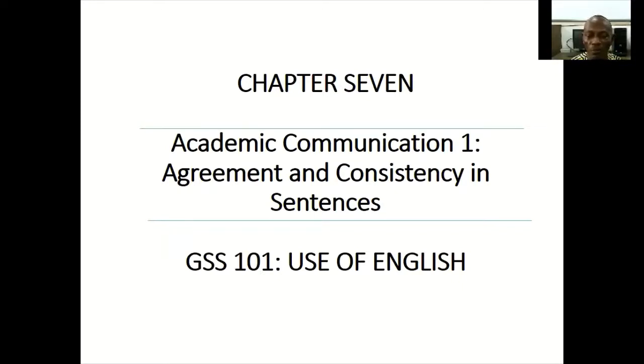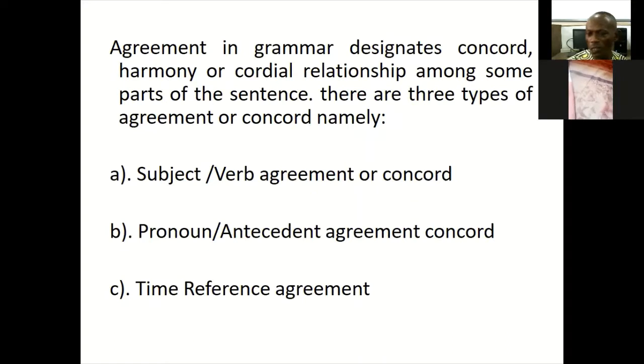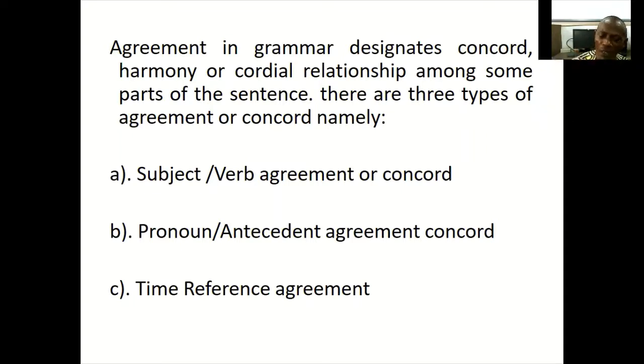We are on chapter 7, Academic Communication 1, Agreement and Consistency in Sentences. That is our topic for today. By definition, agreement in grammar designates concord. We are equally saying that agreement is synonymous to concord. In grammar, agreement designates harmony or cordial relationship among some parts of the sentence.